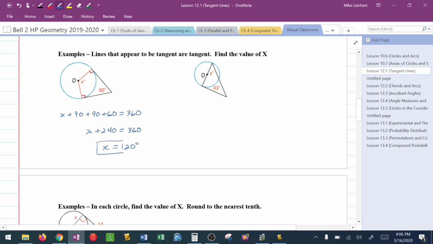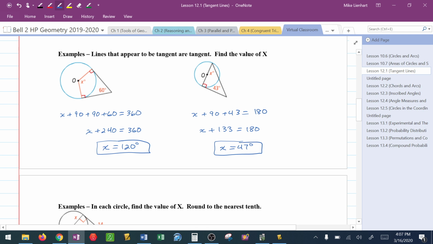The missing angle, in this case a central angle, is 120 degrees. If I take a look at this next picture, it looks like this is a tangent. It makes sense. Now there are three angles here, so I know it's a triangle. x plus 90 plus 43 has to add up to 180, since the angles of a triangle add up to 180. So x plus 133 is equal to 180, which means x is 47 degrees.